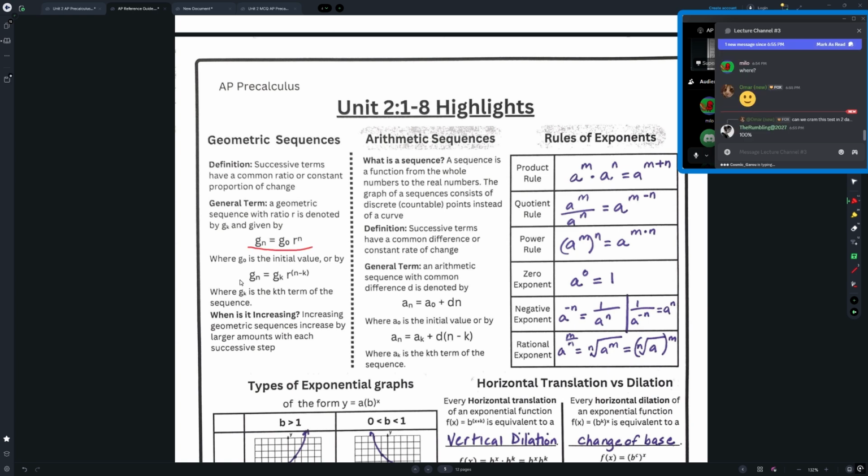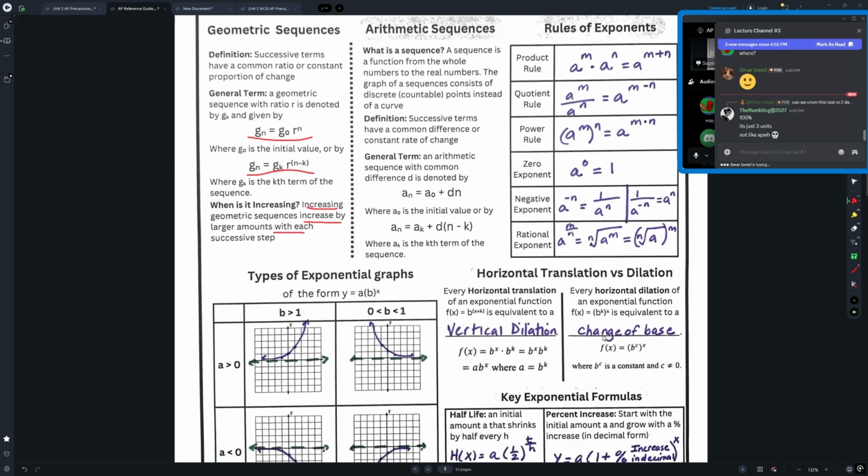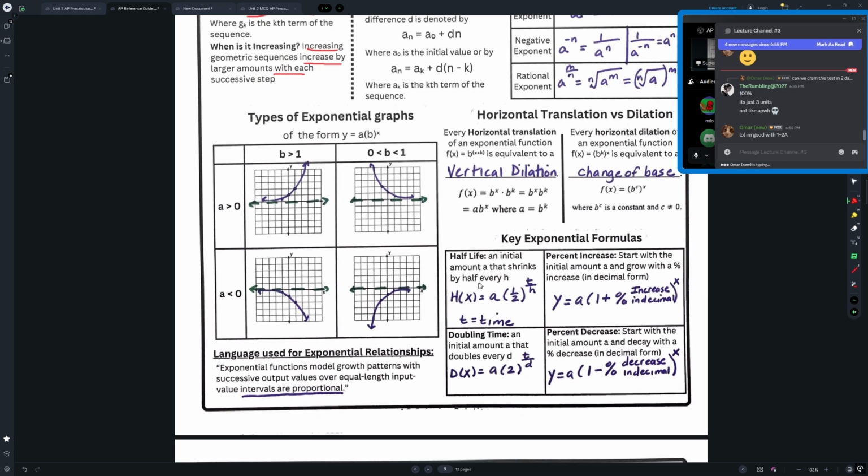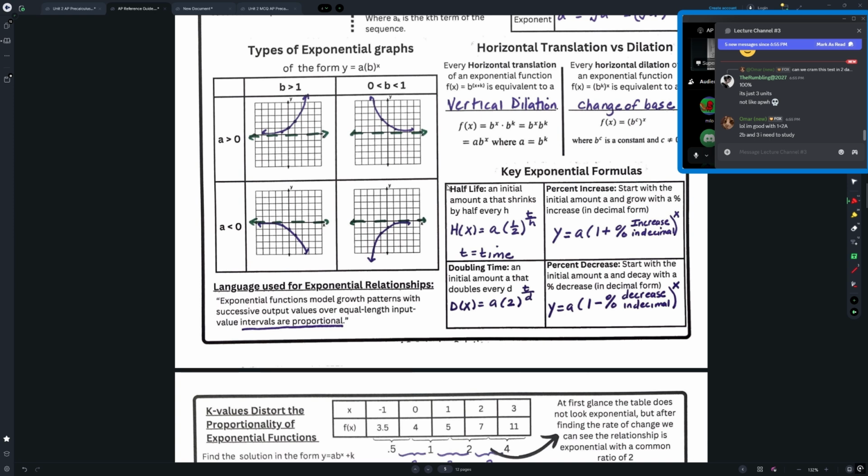Geometric is G of R, and when is it increasing? They increase by larger amounts. They have ratios. Arithmetic is linear pretty much. Negative exponents and radical exponents. Types of exponential graphs, if a is greater than 0. Vertical dilations, horizontal dilations. Half-life, I didn't go over these, but half-life is an initial amount that shrinks by half every day. Percent increase is added decimal. Percent decrease is subtracted decimal, and doubling time is how much it takes to double every day, or D.